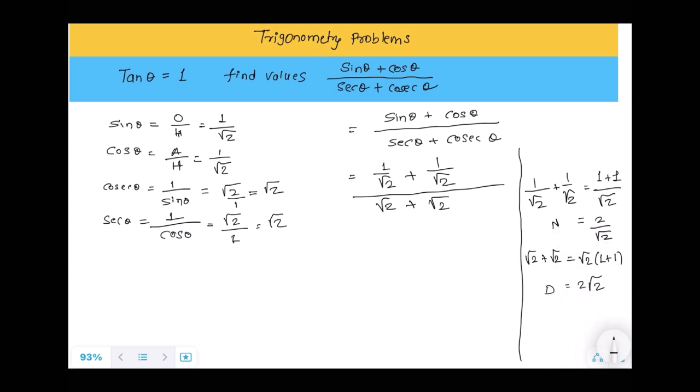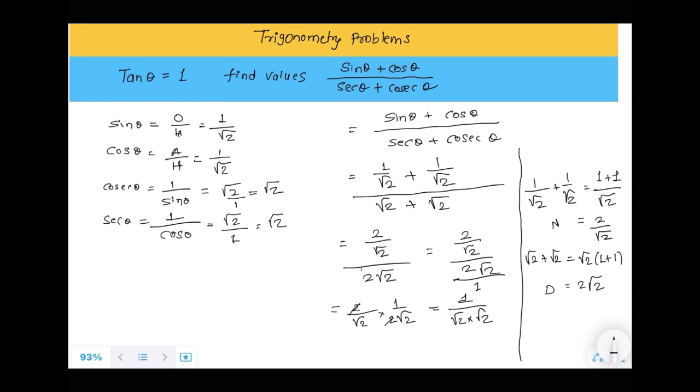Let's put back this value into the equation. 2 upon root 2 divided by 2 root 2, which is nothing but 2 upon root 2 divided by 2 root 2 upon 1. Let's simplify this. 2 upon root 2. When it goes into the denominator, inversely it becomes 1 upon 2 root 2. 2 and 2 get cancelled out. So we get 1 upon root 2 into root 2. Root 2 into root 2 is 2. So answer is 1 upon 2.